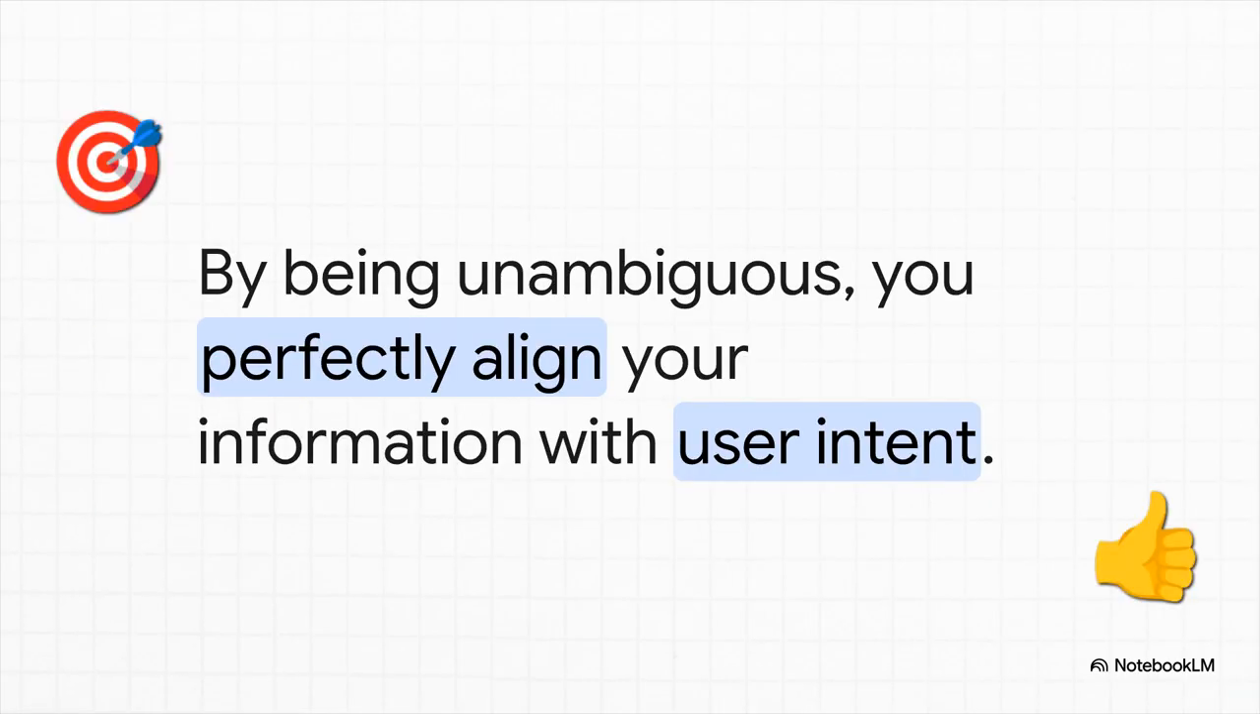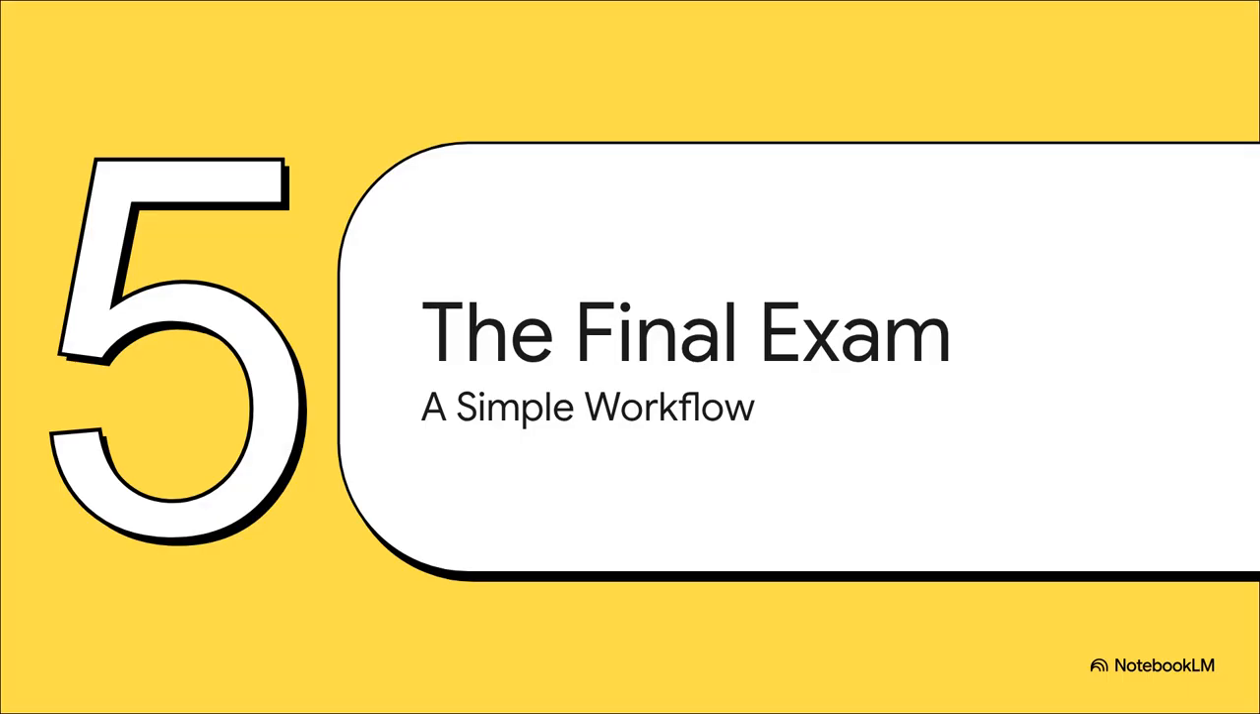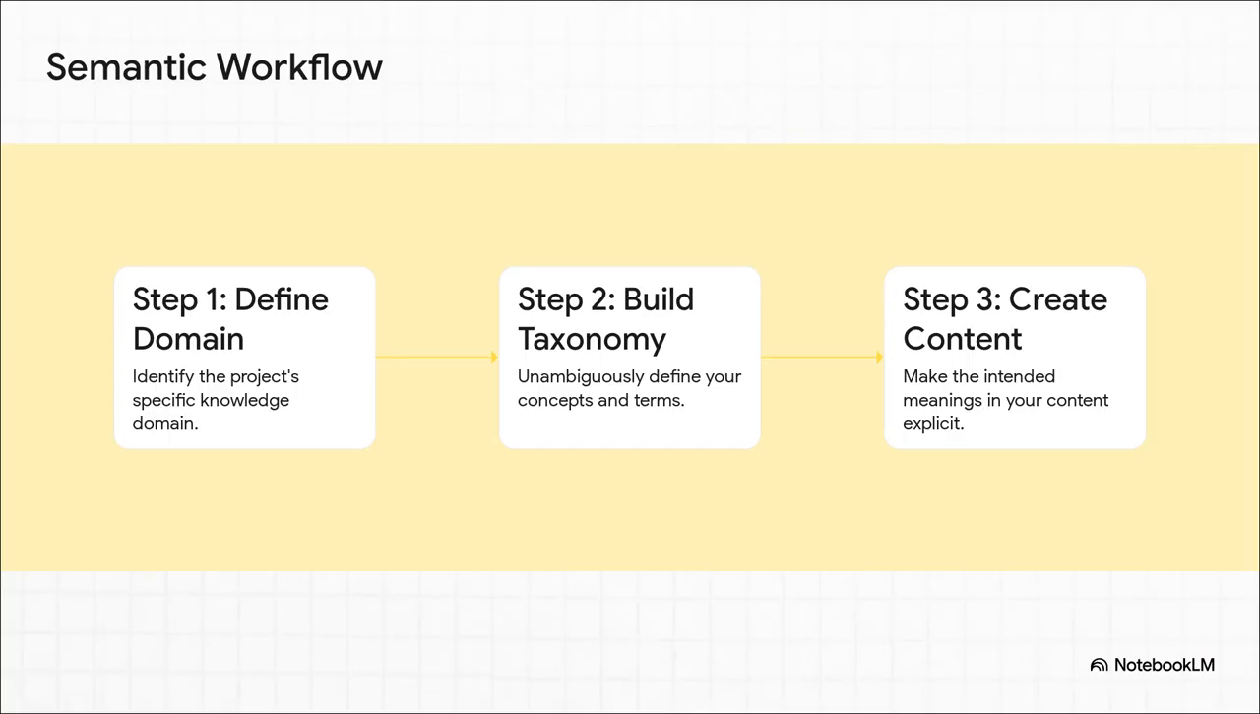And this is where it all clicks into place. When you make your content perfectly clear, when you strip out that ambiguity, you're not just making some algorithm happy. You are perfectly aligning what you have to say with what a real human being is actually trying to find. You're giving them exactly what they need. So let's bring it all home. Let's think of this as the final exam for your website, your blog, whatever digital project you're working on.